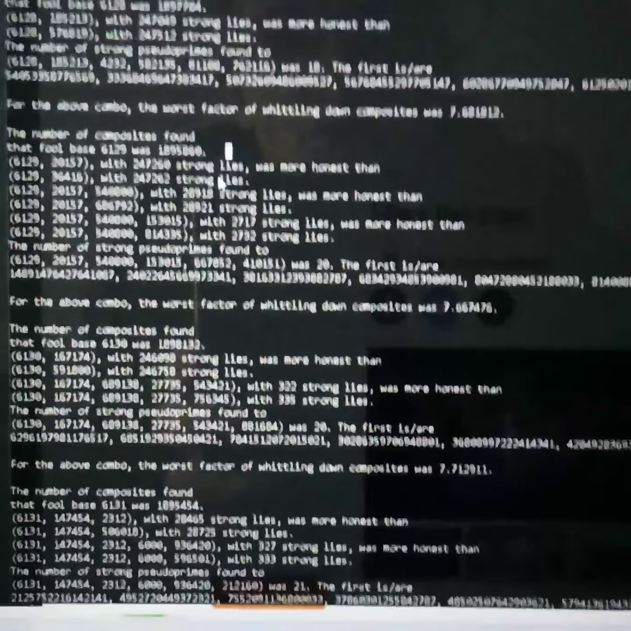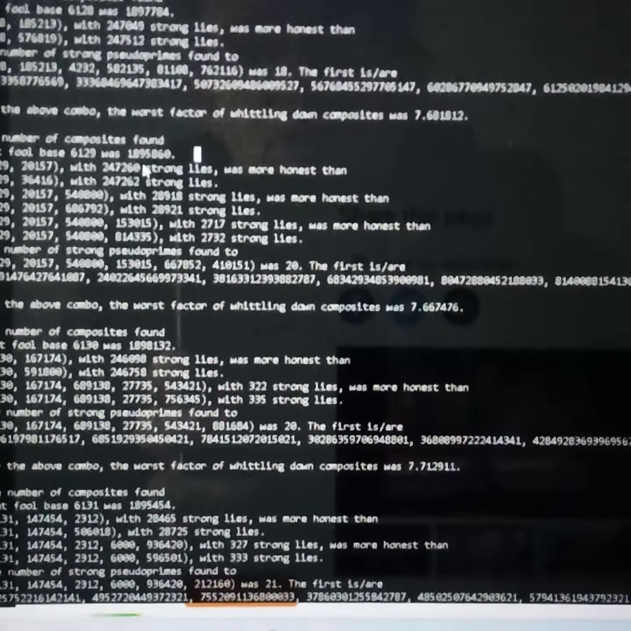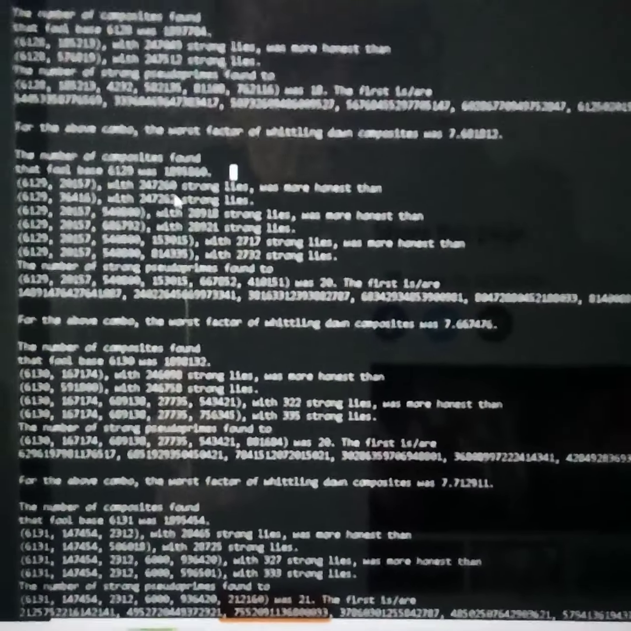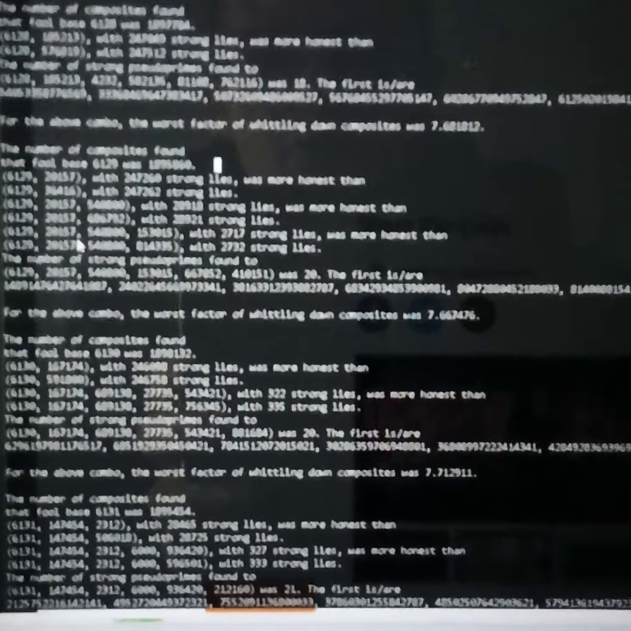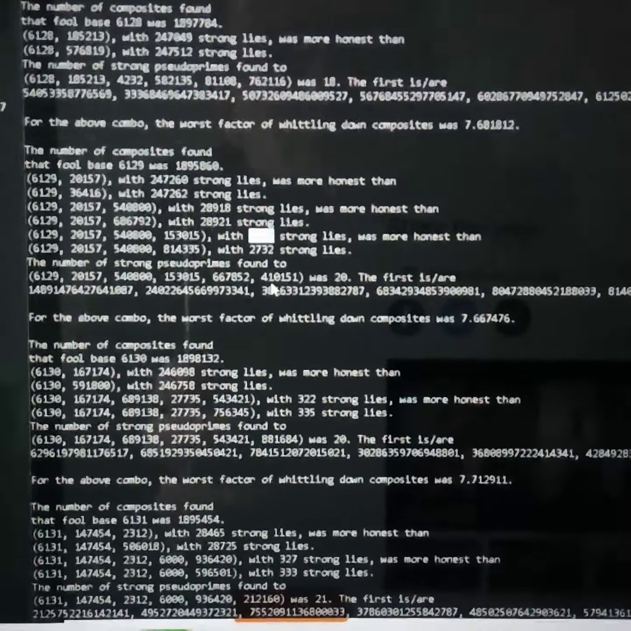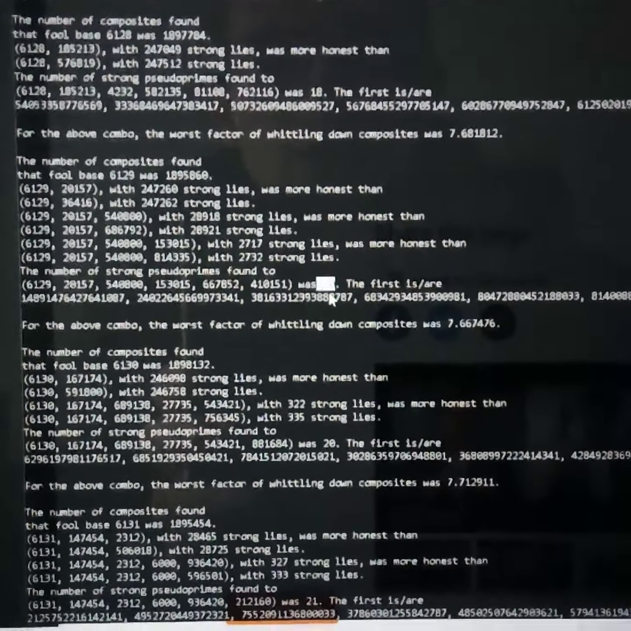So what people tend to do is find optimal bases to combine with such a base that dramatically lower the number of composites which pass the test. Here, for example, when you add 3 more bases, the number of composites drops down to a few thousand. And if you keep going in this case, you can get down to, let's say, 20.